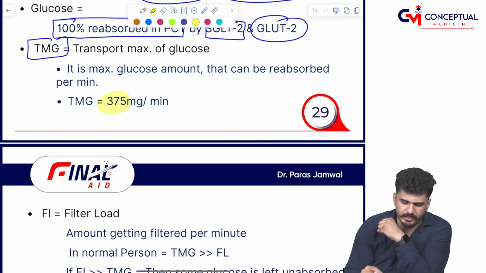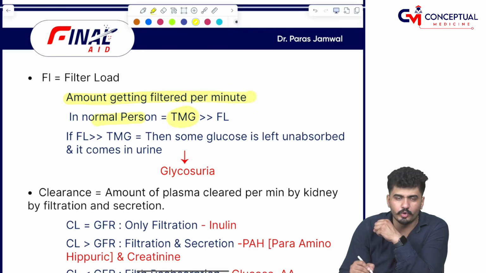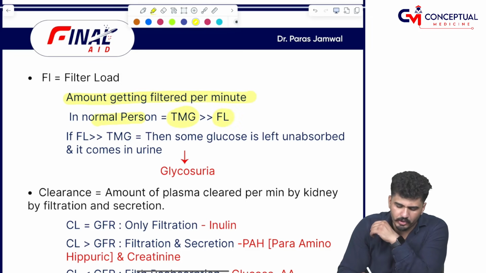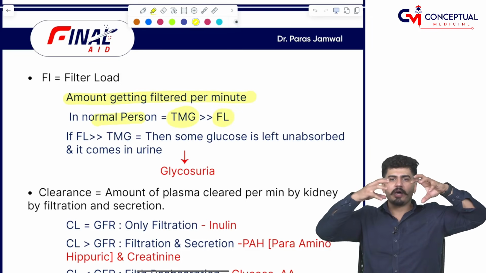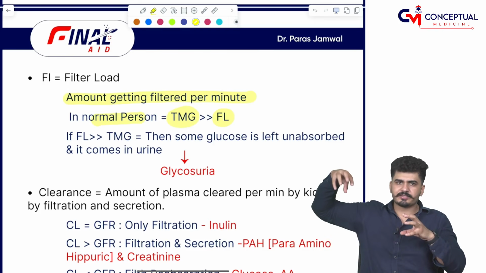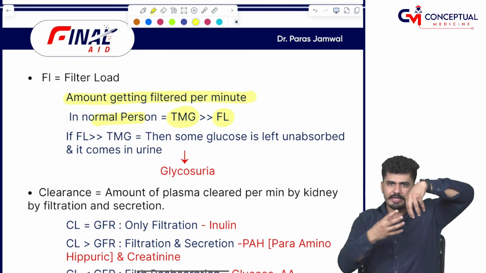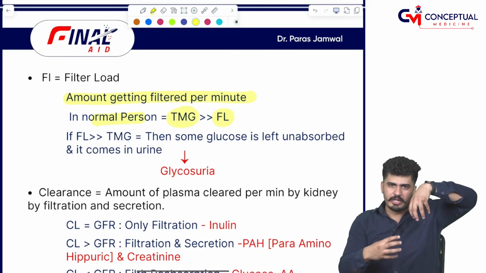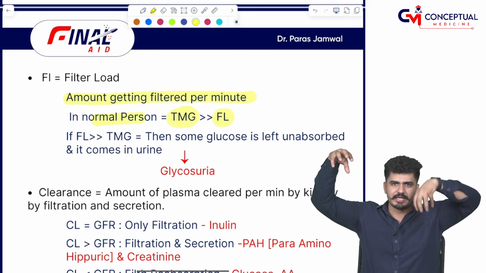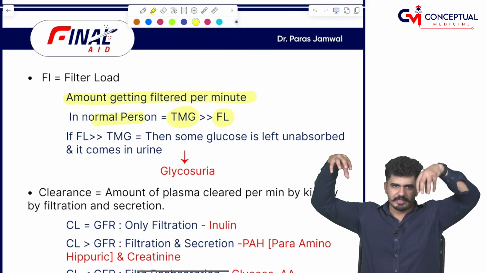Now what is filtration load? Amount getting filtered per minute. In the normal person, the transport maximum of the glucose should be more and filtration load should be less. That is how all the glucose, if you want 100% glucose reabsorbed, your extracting back capacity should be more than the filtration. The filtration is happening from here and extracting back is happening from here. तो लेके जाने की क्षमता ज़्यादा होनी चाहिए देने वाले से. Who is taking back, that is transport maximum. Who is filtering? Filtration load.